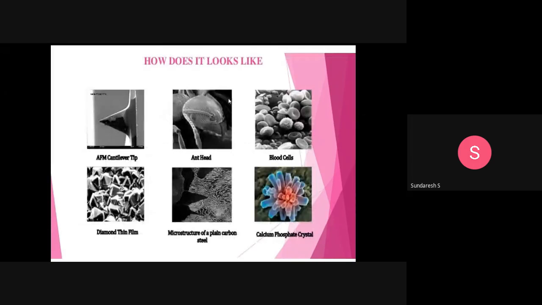And these are some of the things you can see in the pictures. How does it look in SEM? A cantilever tip, an ant head. Look here, the ant head. How it is looking now. The ant is just 5 mm in length, so you can see how big the ant head is.